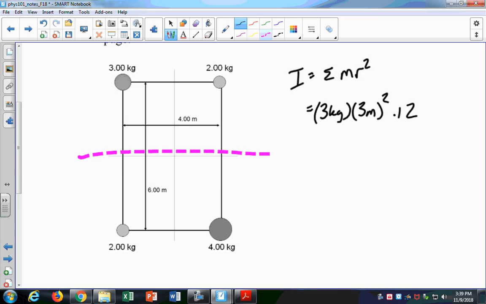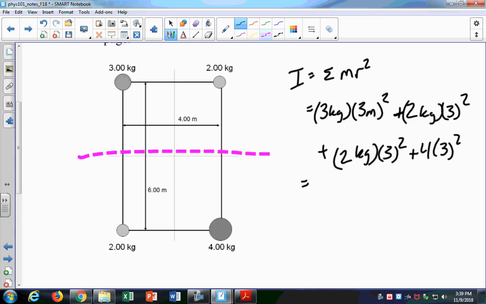Plus 2 kilograms times 3 meters squared, plus 2 kilograms times 3 squared, plus 4 times 3 squared. And so my moment of inertia is equal to 3 times 9, 3, 5, 7, 11, 99.